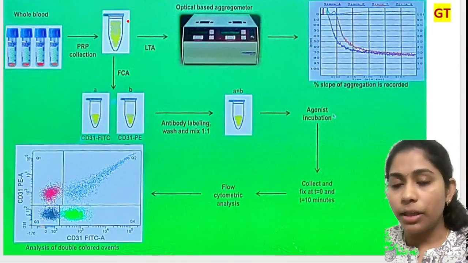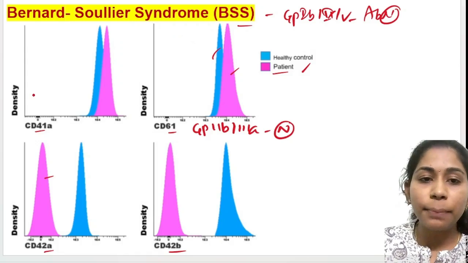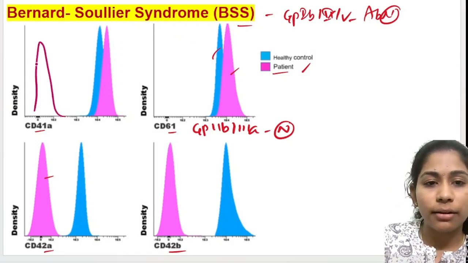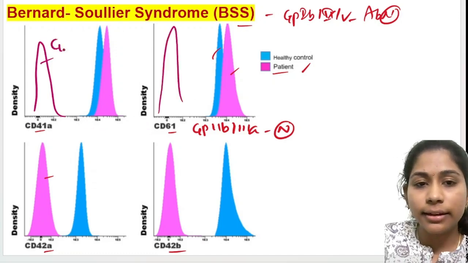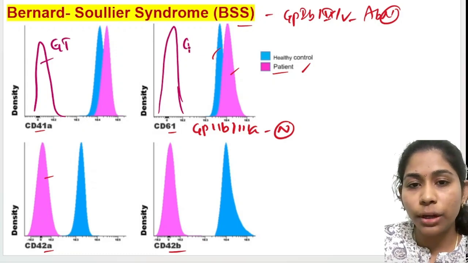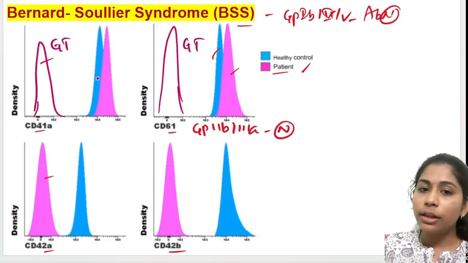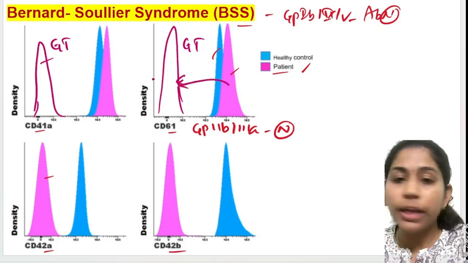And the same thing, if you do it for GT, for Glanzmann thrombasthenia, what will happen? Here the pink one, I'll use the pink color. In GT, in these two, CD41 and 61, the patient will not show any fluorescence, and the control will have the blue one. This pink will come here in Glanzmann thrombasthenia. Same thing. So in Glanzmann thrombasthenia, we can use these markers to detect.